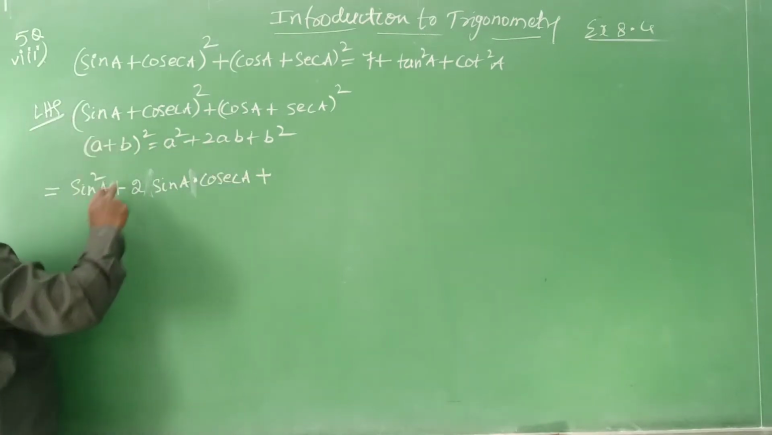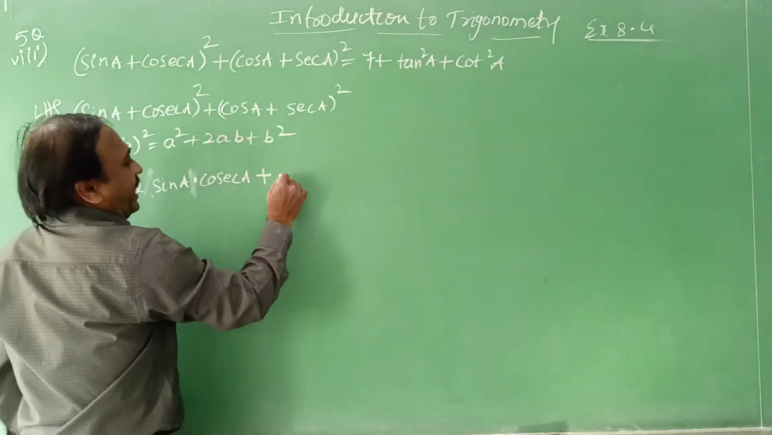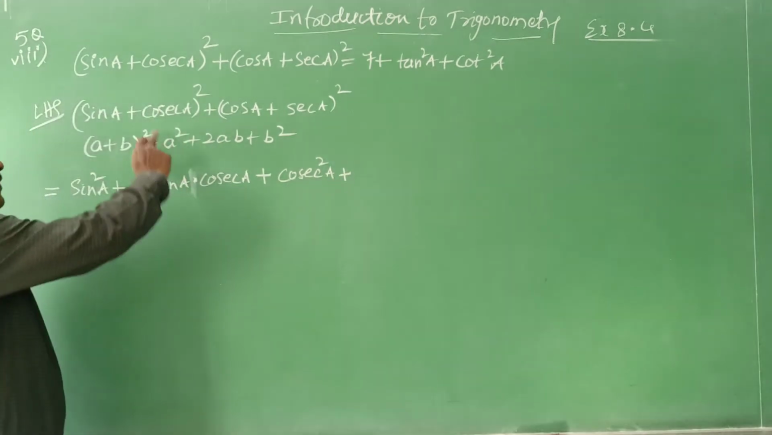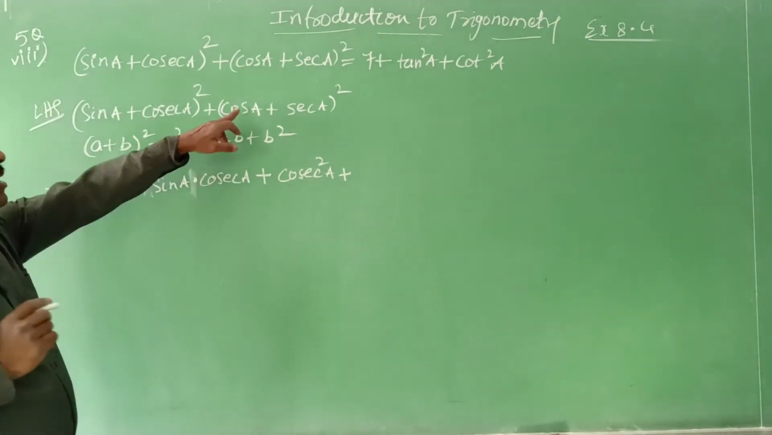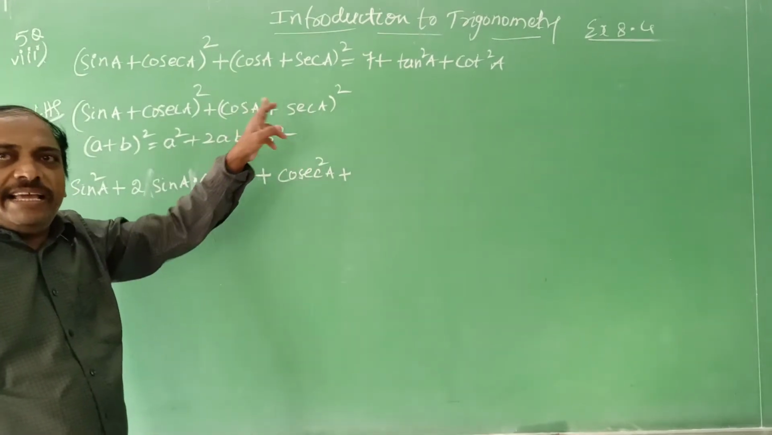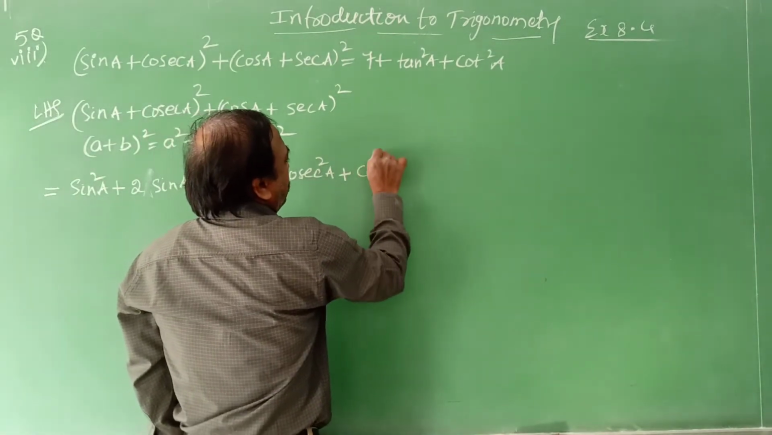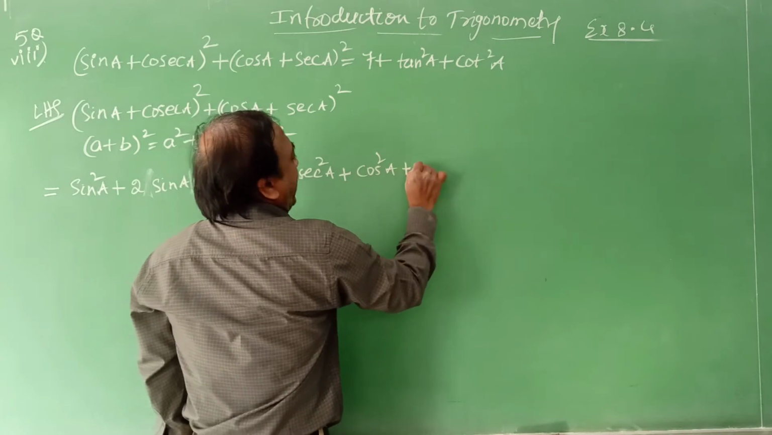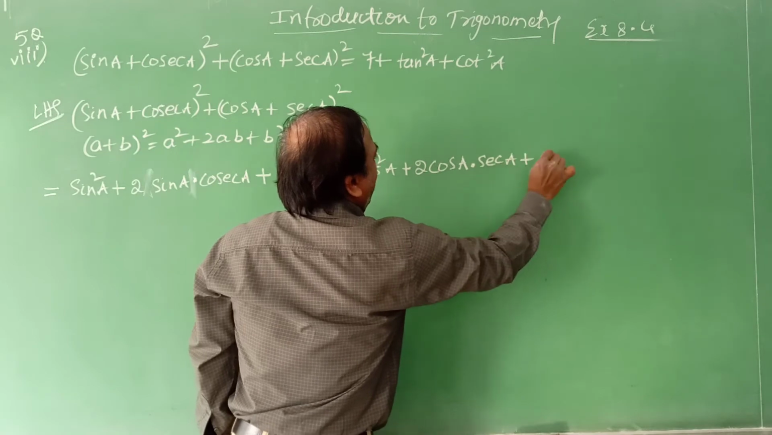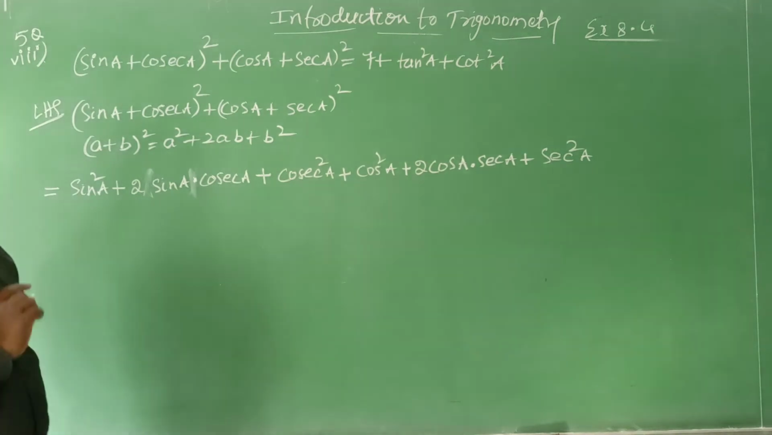Observe it: A square plus 2AB plus B square, that is cosecant square A. This is the first expansion over. Plus (cos A plus secant A) whole square, again (A plus B) whole square. So A square, that is cos square A, plus 2 into cos A into secant A plus B square, secant square A.